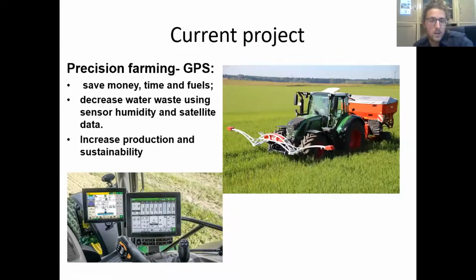We started using GPS on some vehicles to seed, to fertilize, and to harvest. So we can say that we use less energy, fuel, and water, and we save a lot of time.